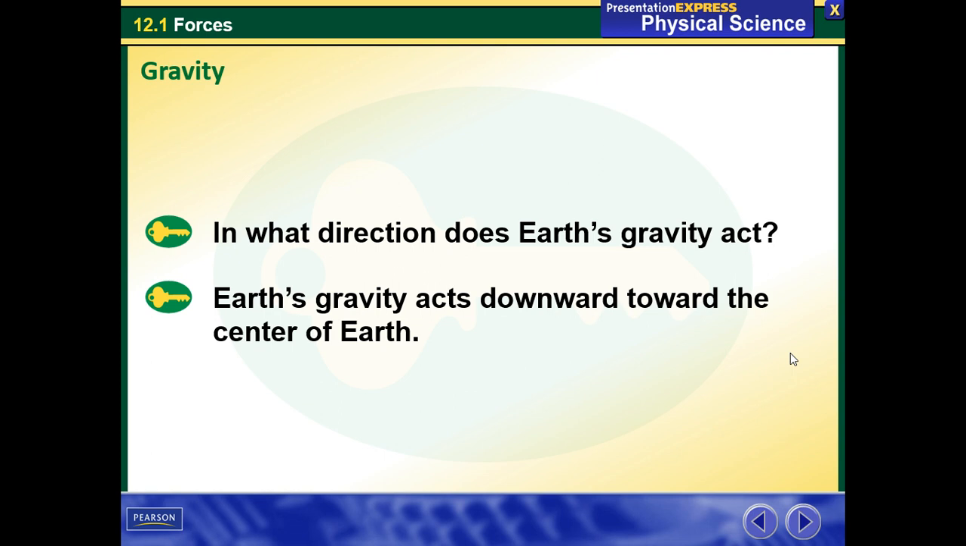So again, in what direction does Earth's gravity act? Earth's gravity is an attractive downward force, so it's going to pull things down towards the center of Earth.